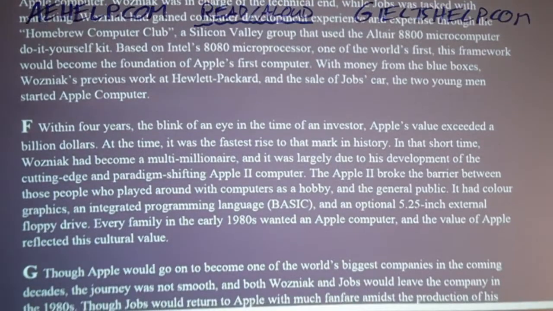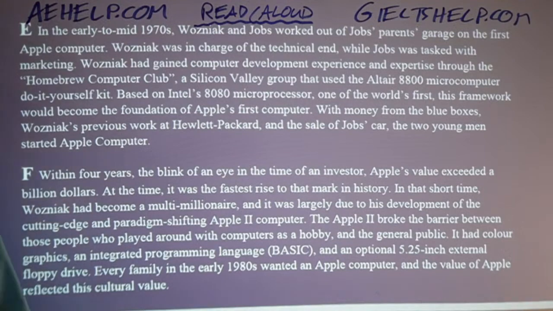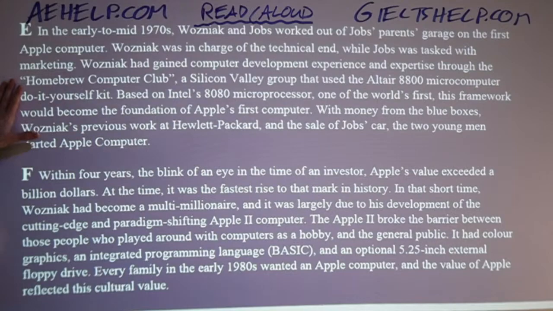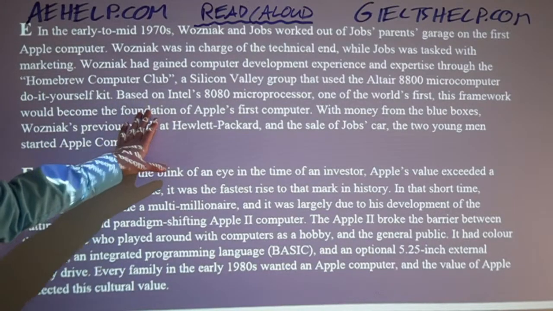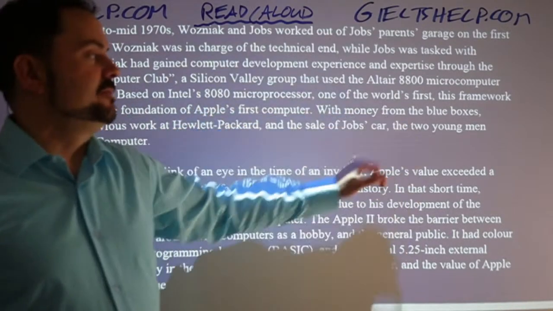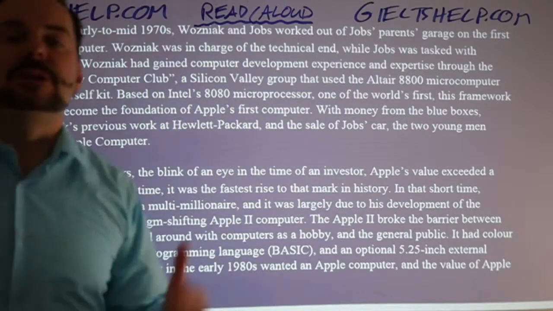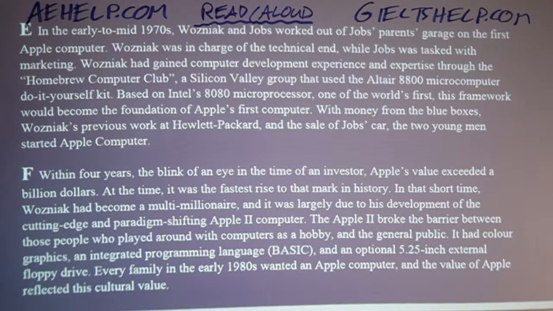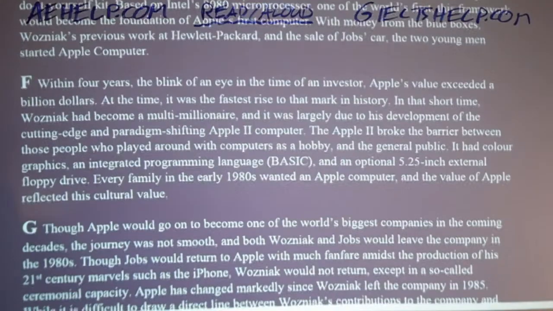Okay, so here again, I'm visualizing that I'm Steve Wozniak. I've got a job at Hewlett-Packard. I've got a make your own computer kit that I'm playing around with, and that's what I'm using to create the first Apple computer. I've got some money from those blue boxes, and my buddy Steve has sold his car, and we've got some more money. So, visualize all of that. We're working out of the garage.